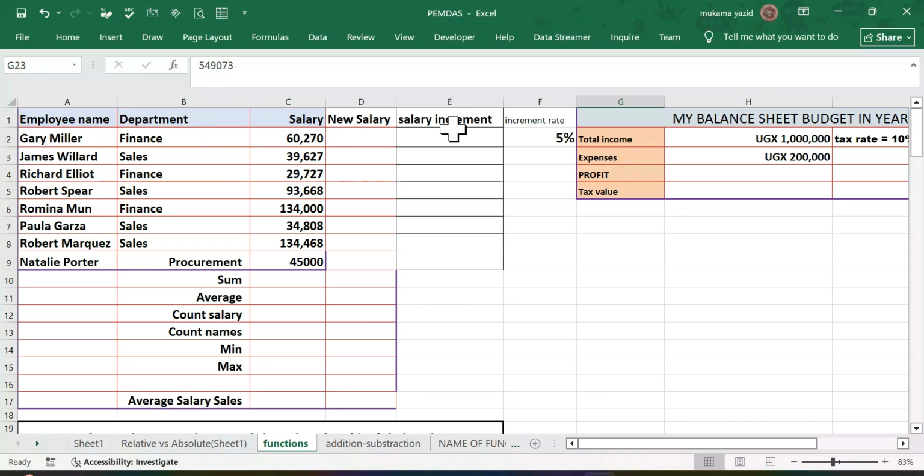We have department, salary, increments, and the increment is 5%, then new salary. So they increase your salary by 5%. We shall begin with calculating what is 5%, the amount they increased you. That is the increment. So 5% times your salary, because they increase according to your salary. So this is the increment you are going to get. I think that is it.